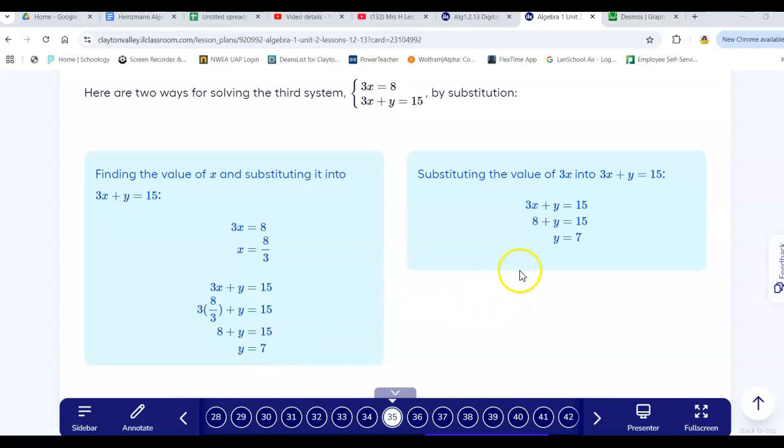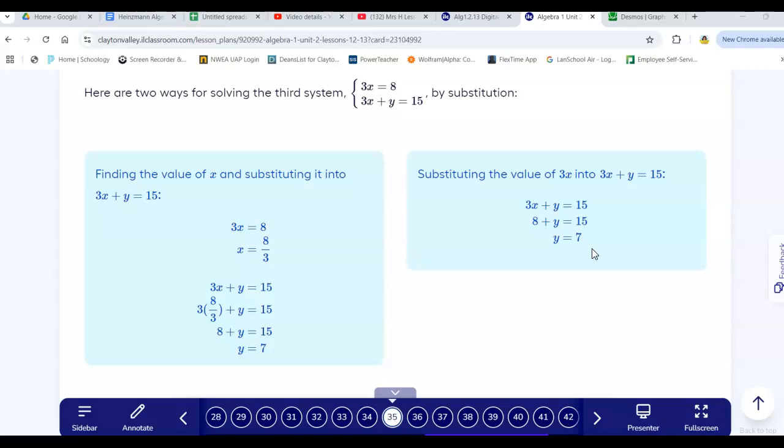So here, they did it a slightly different way. This is very unique. They took 3x equals 8, and they just substituted the 8 in for 3x. So they didn't even do any arithmetic on here. They just took this number and they dropped it in place of this term. It was very clever. And you can see that they ended up with the same answer.